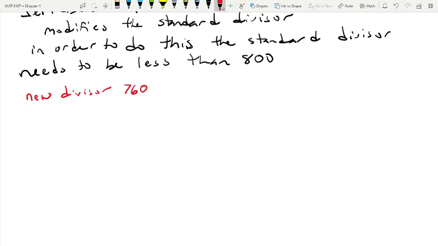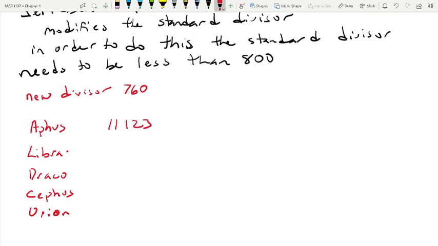And so again, in terms of our states, we had Apis, Libra, Draco, Cephas, and Orion. And our population numbers: 11,123, 879, 3518, 1563, and 2917.